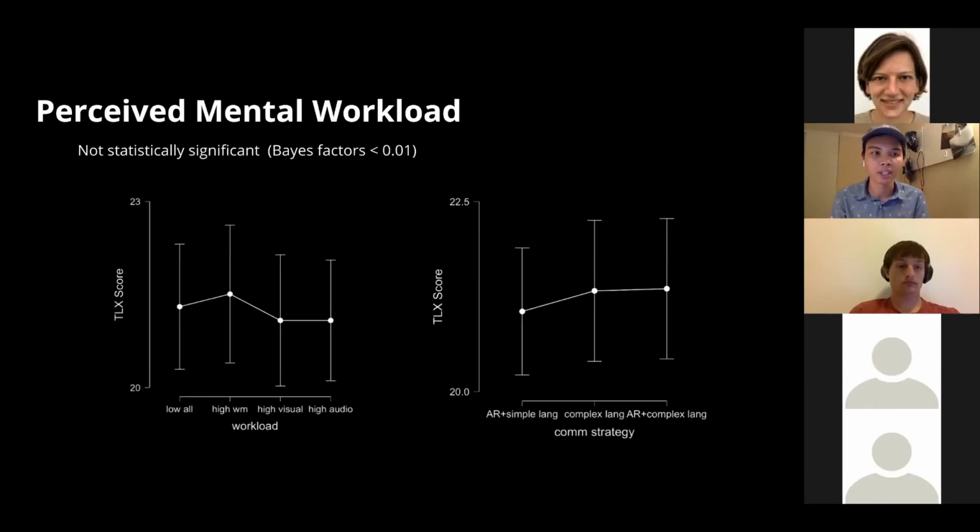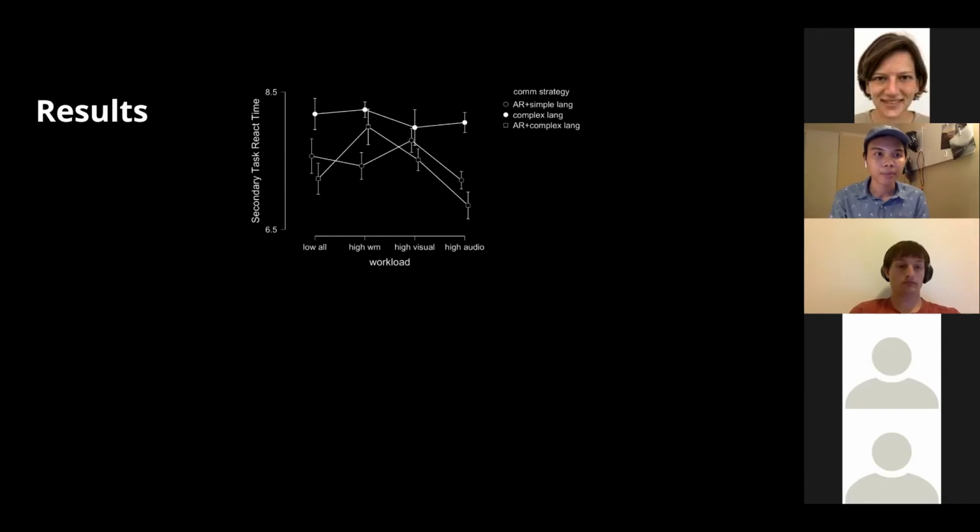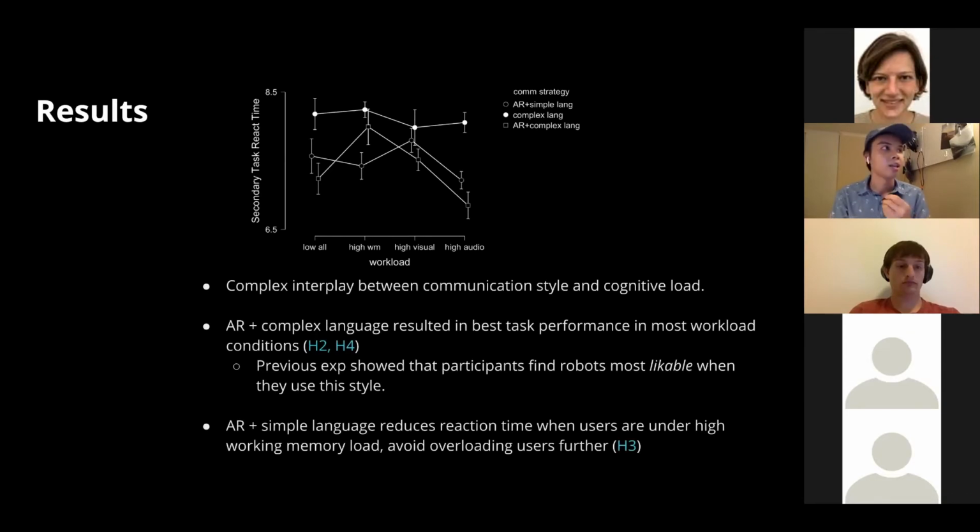However, what we did find was that there is a complex interplay between communication style and cognitive load. And AR plus complex language results in the best task performance in most workload conditions. And AR plus symbol language reduces the reaction time when the users are under high working memory load.